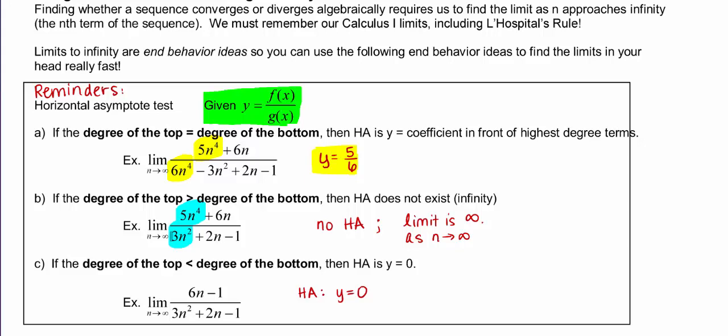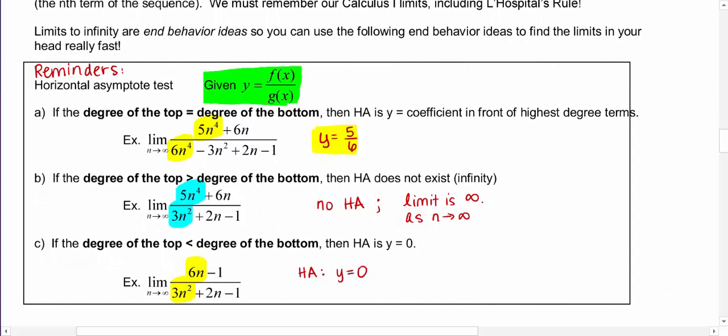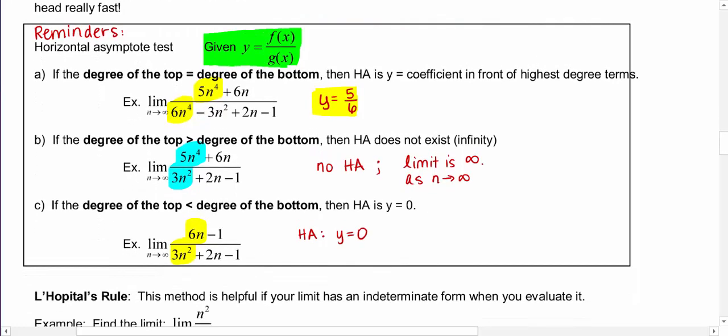And then lastly, if the degree on top is less than the degree on the bottom. So here's 6n. So again, we're talking about largest power or highest powered term. So degree on the top is less than the degree on the bottom. That would level off at 0. Again, L'Hopital's rule would prove that as well. So that would be my convergent sequence.